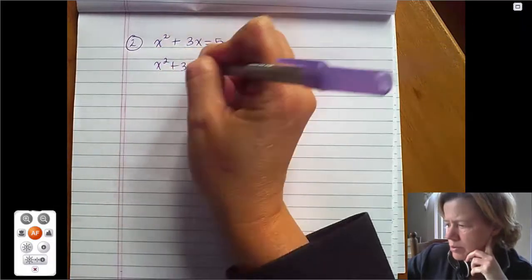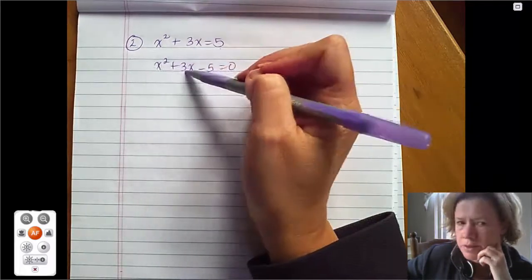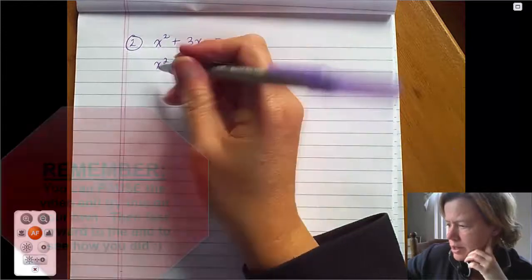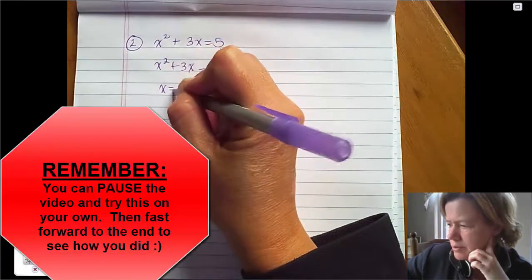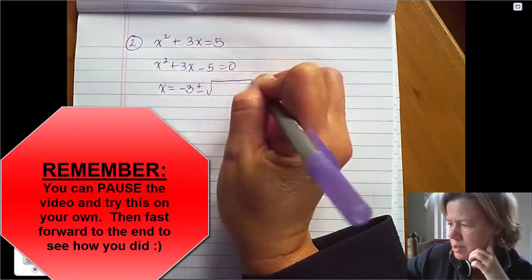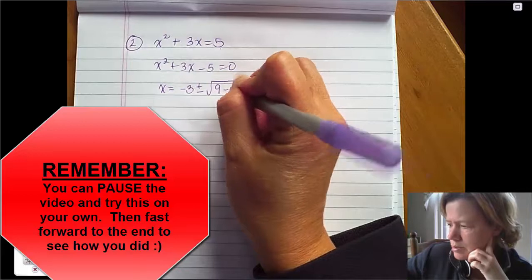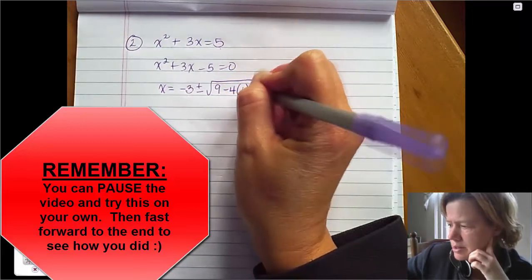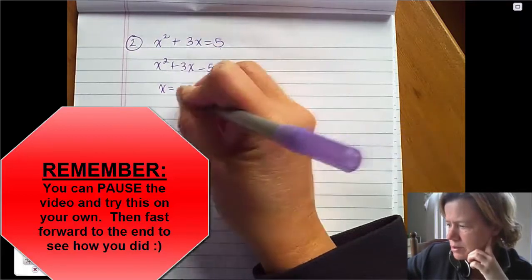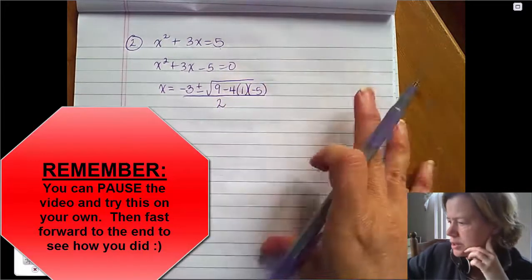So subtract 5 from both sides. Now your a is 1, b is 3, c is negative 5. So x equals negative b, negative 3, plus or minus the square root of b squared, 3 squared is 9, minus 4 times a is 1, times c is negative 5, all over 2 times a is 2. Clean it up.